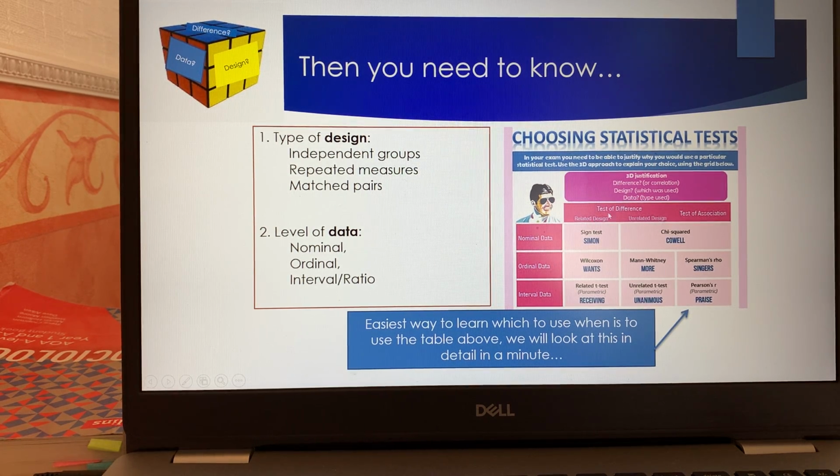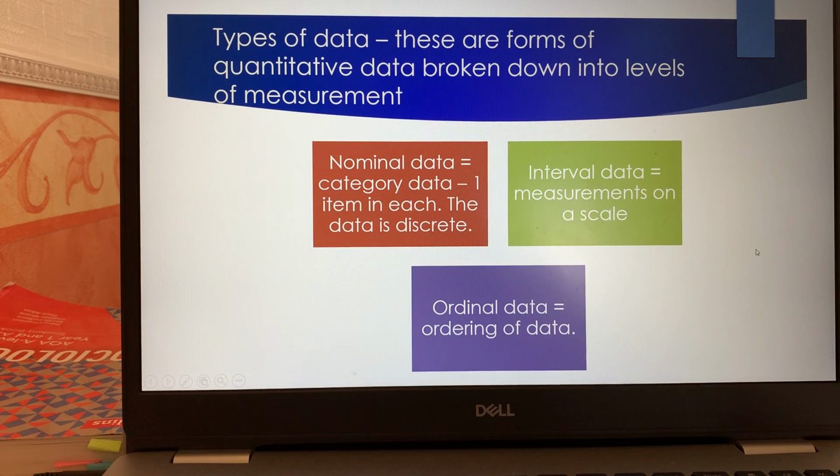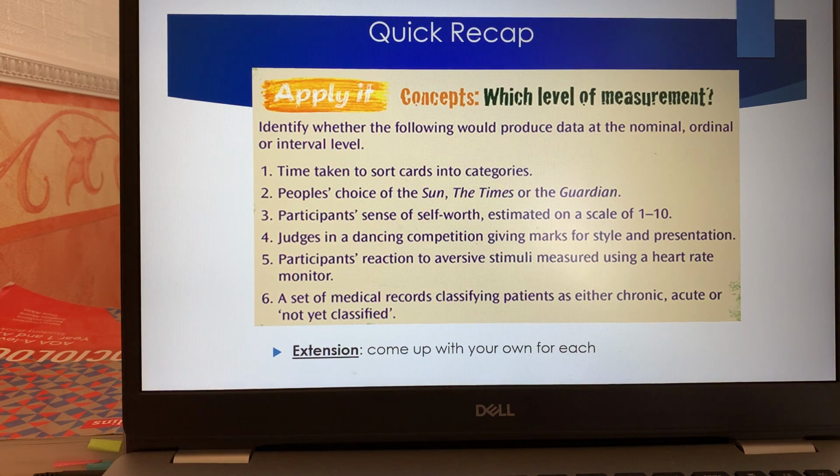Now, a related design covers your repeated measures and matched pairs, because you think of it in terms of them doing it more than once, whereas unrelated is your independent groups, and then correlation is association here. Okay, remember Spearman's and Pearson's are the only two correlations. So there's our types of measurement that we need to know, which we've looked at already.